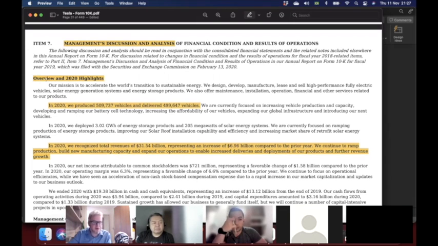So we have here overview and 2020 highlights. They give some initial information as in 2020, we produced 500,000 vehicles and delivered 500,000 vehicles. Okay, so they sold basically 500,000 cars in 2020.